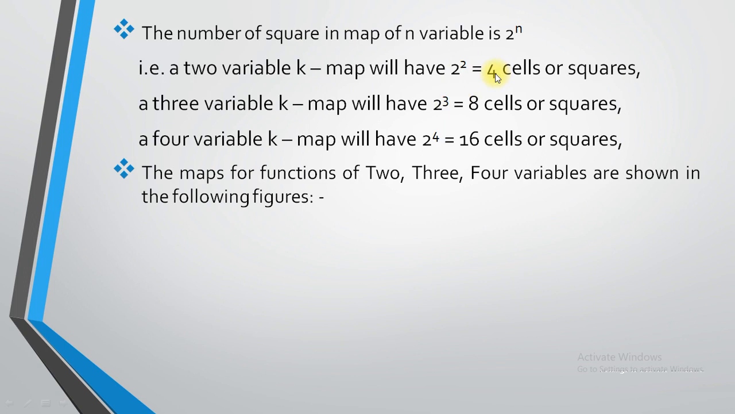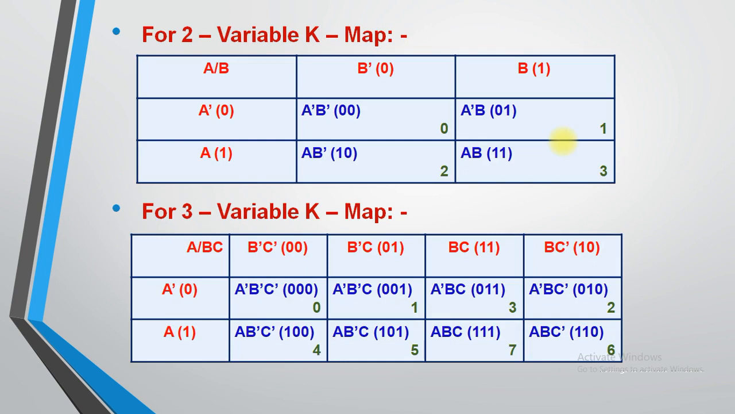2 raised to 2 combination, that means 4 combinations were there. Over here we have different types of cells or different types of squares. So for 3 variables we have 8 cells, for 4 variables we have a total of 16 cells. So you can say that either a 2 variable, 3 variable or 4 variable K-map you are able to draw.